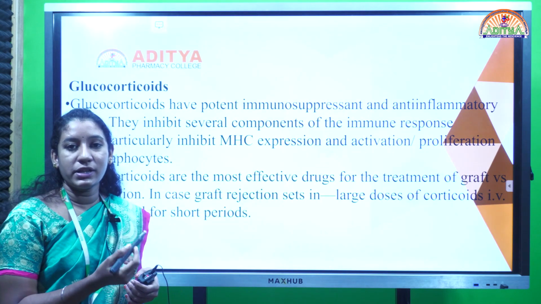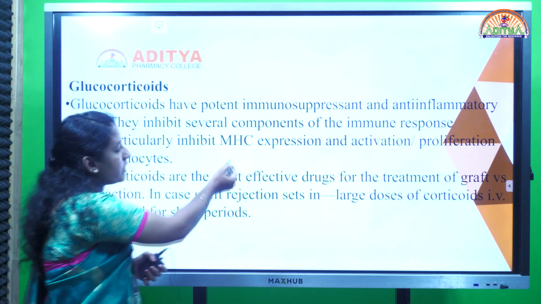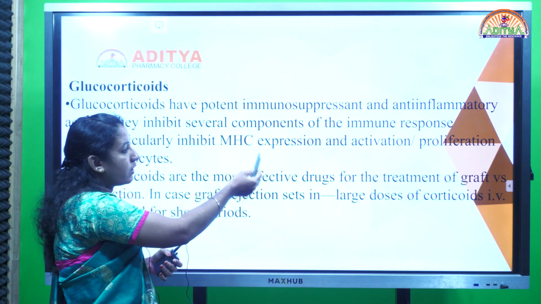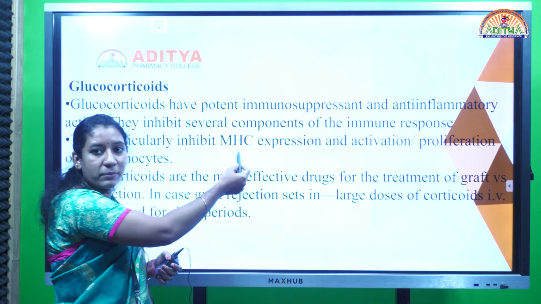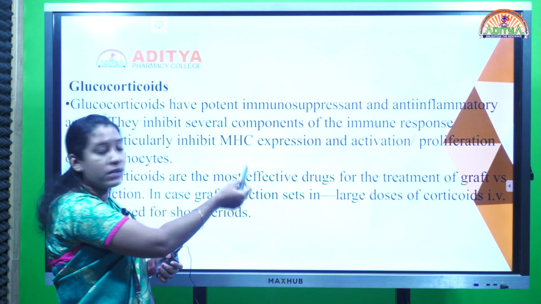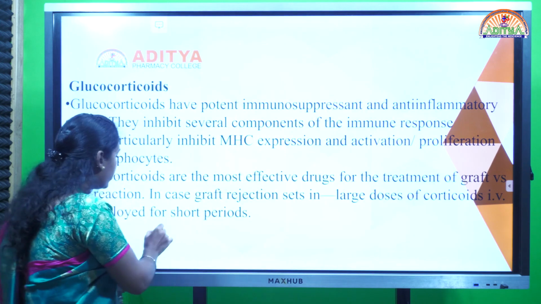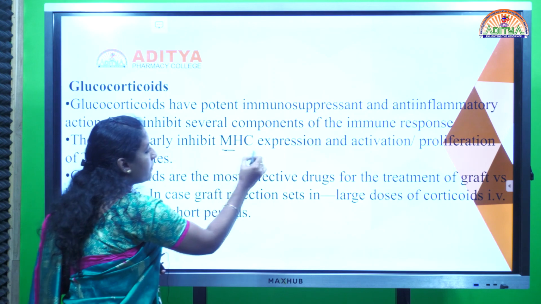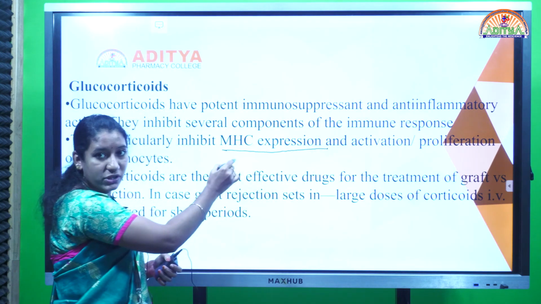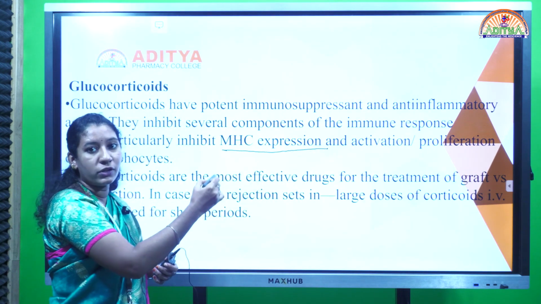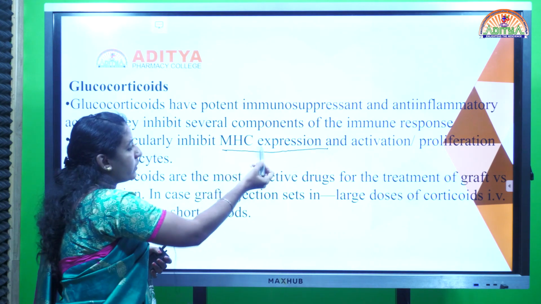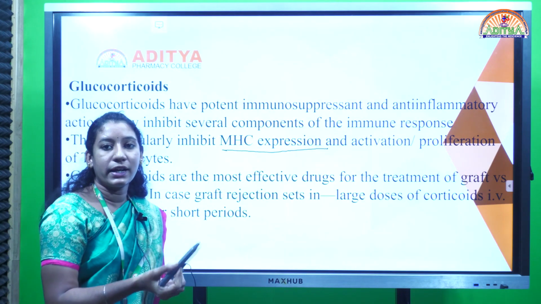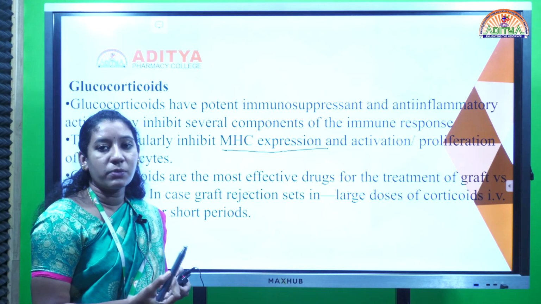How they suppress immunity is they inhibit the MHC class expression. If MHC expression is coupled, then only there will be the activation and proliferation of T cells. So these glucocorticoids will inhibit this MHC expression. If MHC expression is inhibited, there will be no coupling process and no proliferation or activation of T lymphocytes, and if T cells are not proliferated and activated, no immune responses occur.